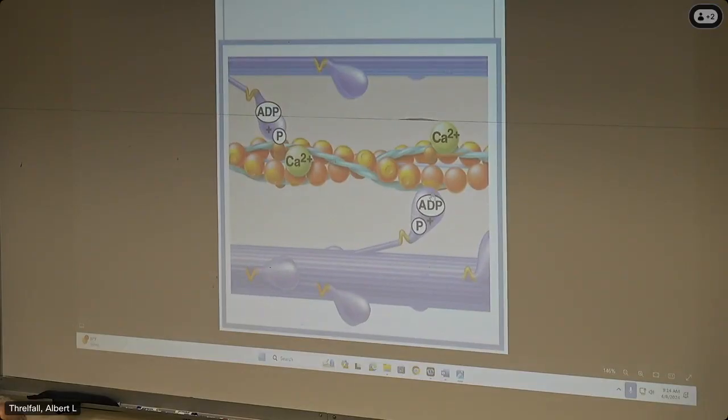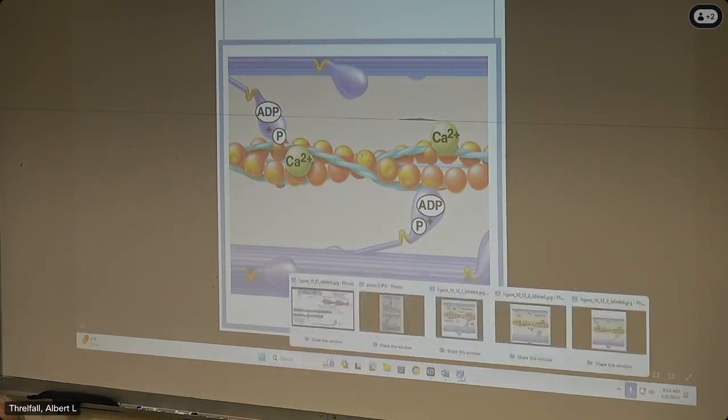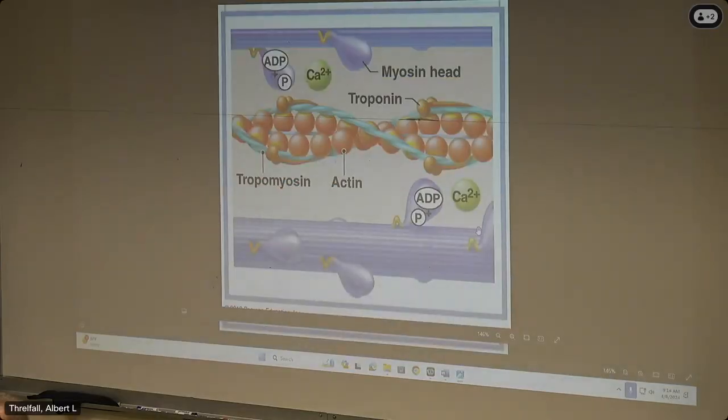What's that called when the heads bind actin? Cross bridge. Now look, those heads are still holding an ADP and a phosphate. We don't even know where it came from. We go back to picture number 1. When we started and everything was resting, the binding sites on actin are blocked. The myosin head has ADP and phosphate connected to it. Wonder why? Where'd it come from?